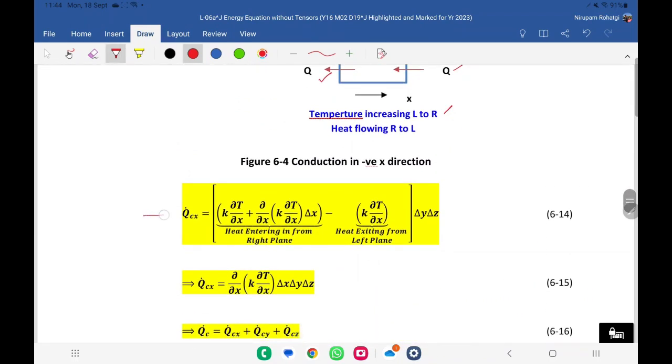Now that you can write. Again we will talk about only the x direction. So this is the heat entering from the right plane, and we have Fourier's law. What is the rate of heat? The temperature gradient multiplied by k, delta T by delta x, and this is on the left plane. On the right plane, what is happening is your temperature gradient is changing. Whatever the temperature gradient on the left plane, that changes on the right plane. So that is why we have this term also.